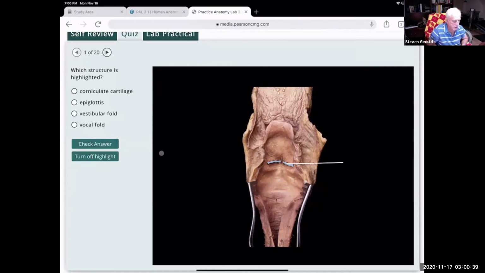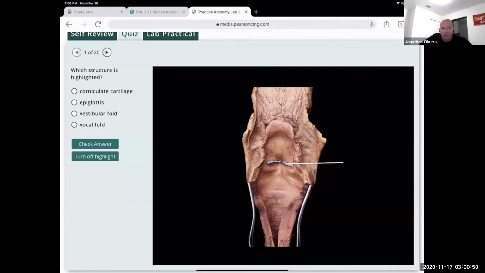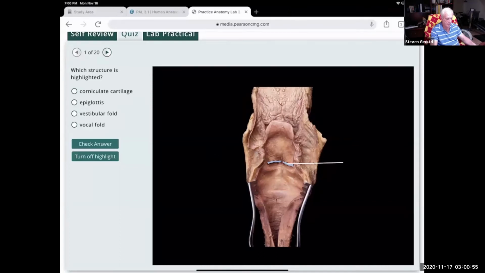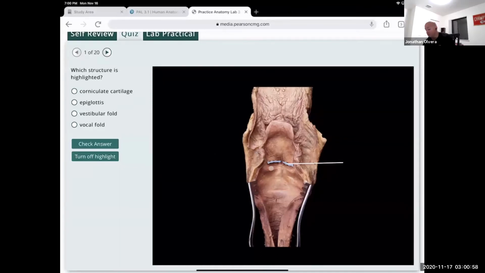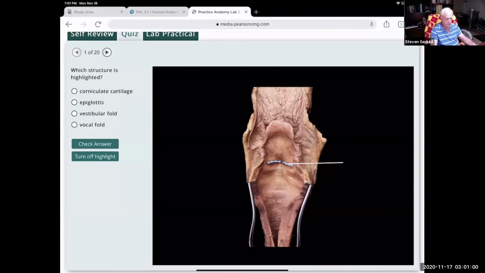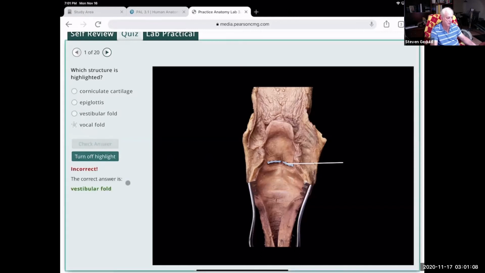All right, what structure is highlighted? Remember, there's two folds here. There's one superior, one inferior. So which one of those is it? Is it the vestibular fold or the vocal fold? It looks like the vocal fold. Was the vocal fold superior or inferior? I thought it was superior. Okay, so that'd be the vestibular fold right here. Oh, you said vocal fold, sorry. It's the vestibular fold. The vocal fold is lower. Vocal fold is inferior. Vestibular fold is superior. So that'd be your vestibular fold.